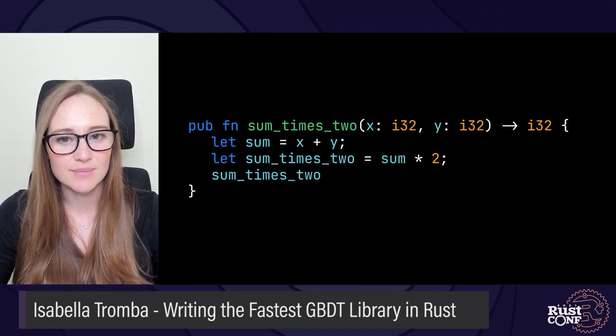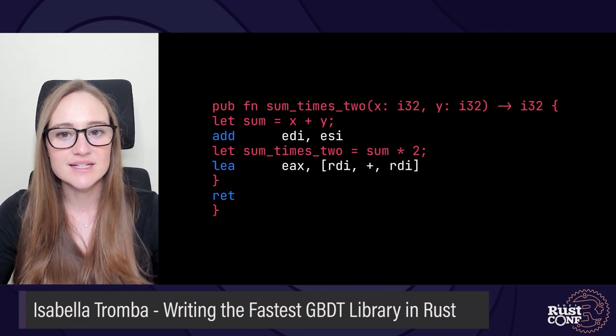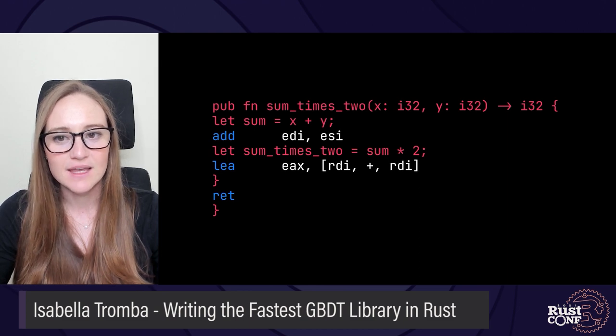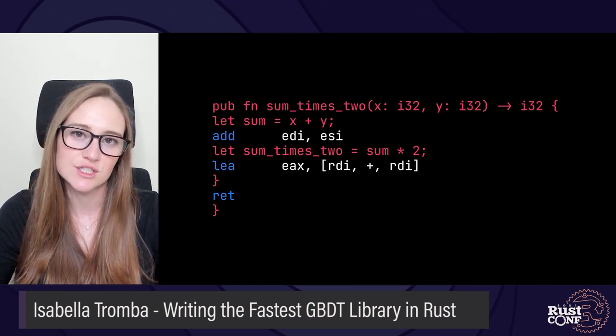Here is a simple example with a function that adds two numbers and multiplies the result by two. When we run cargo-asm, we get an output that looks like this. It shows the assembly instructions alongside the Rust code that generated them. Note that due to all the optimizations the compiler does, there's often not a perfect correlation from the Rust code to the assembly.